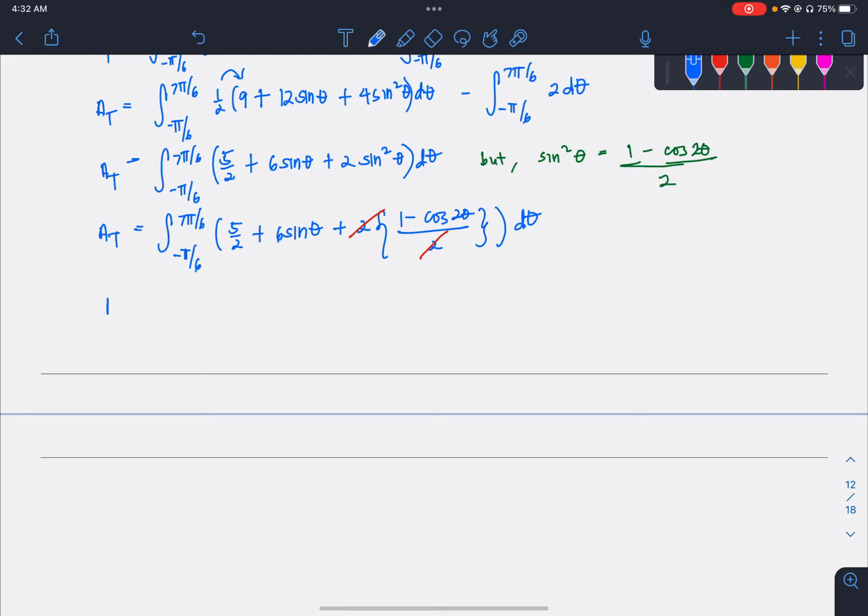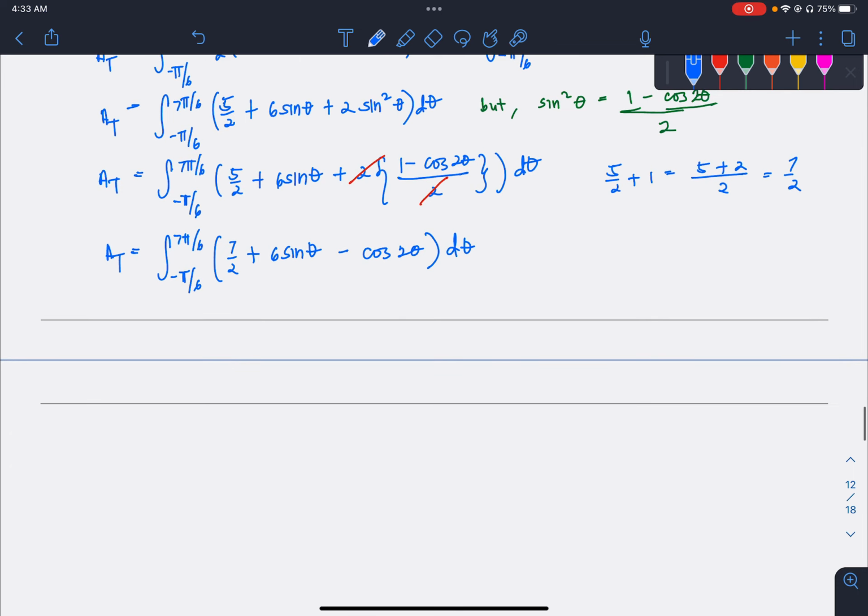So that makes the total area from negative pi over 6 to 7 pi over 6 of 5 over 2 plus 1, that is 5 plus 2, giving us 7 over 2. So this would be our simplified formula: 7 over 2 plus 6 sine theta minus cosine 2 theta, d theta.